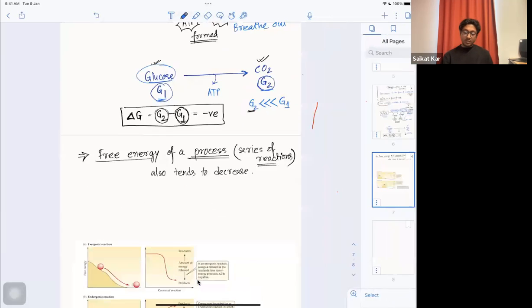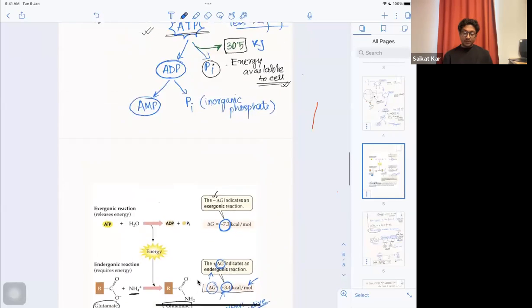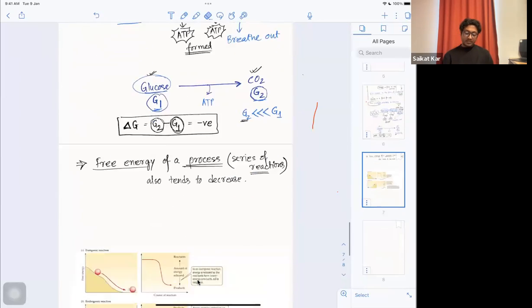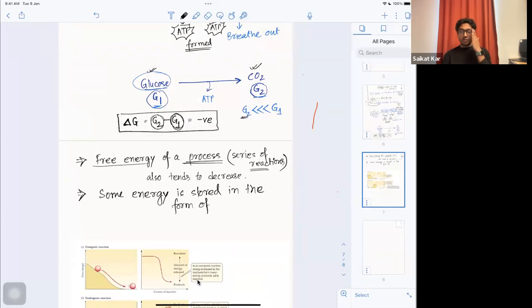Now, after all this energy flow, finally, we can understand that some energy is stored in the form of ATP. Not only ATP, even GTP. ATP is the major. Like you can say ATP is like the dollar of this currency market.